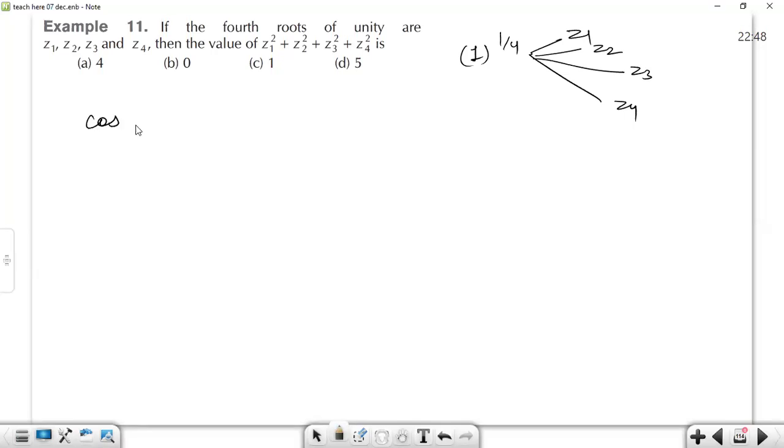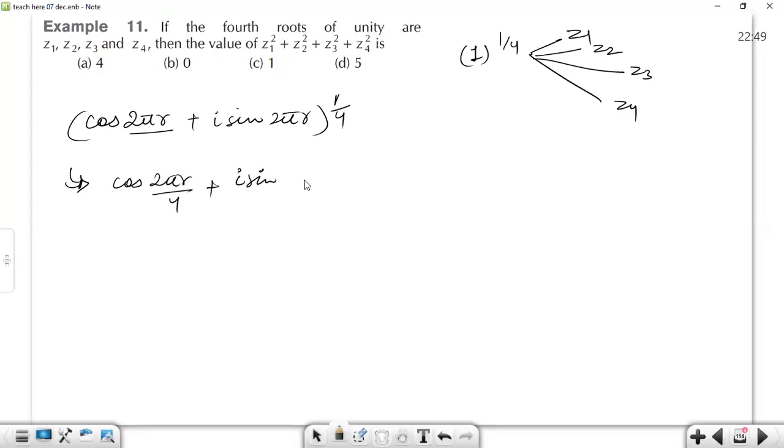1 can be written as cos of 2 pi r plus iota sine of 2 pi r. And we are finding the fourth roots of unity, so 1 by 4. Now this can be rewritten as cos of 2 pi r divided by 4 plus iota sine of 2 pi r divided by 4. So this becomes pi by 2: cos of pi by 2 into r plus iota sine of pi by 2 into r.